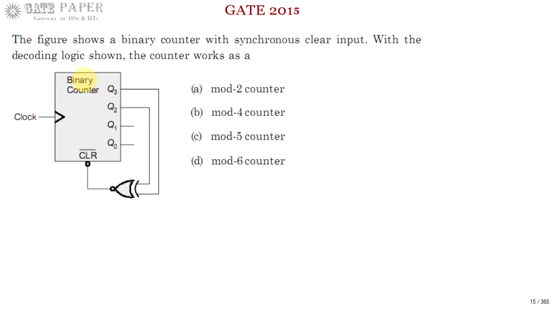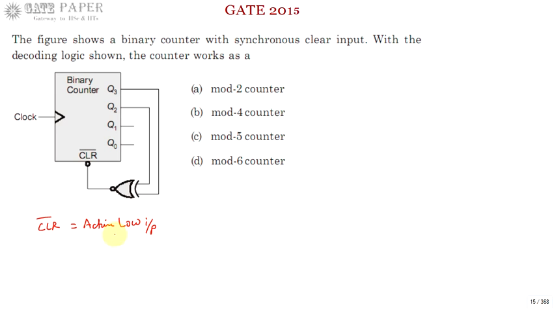First of all, we must see what is the function of the clear input. Clear input is given with a bubble, so this clear bar is going to be treated as an active low input. An active low input performs its intended operation only when it is supplied with a low level. That is, if clear bar is 0, then it performs clearing of the flip-flops. Otherwise it doesn't clear, that is, the counter performs normal operation.